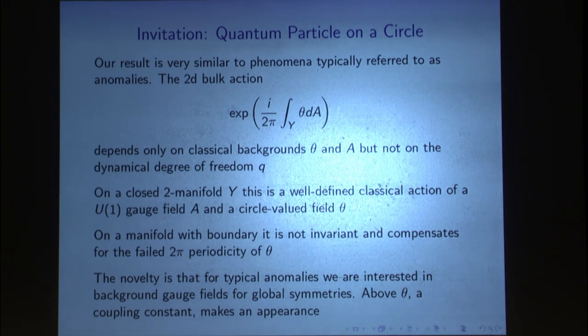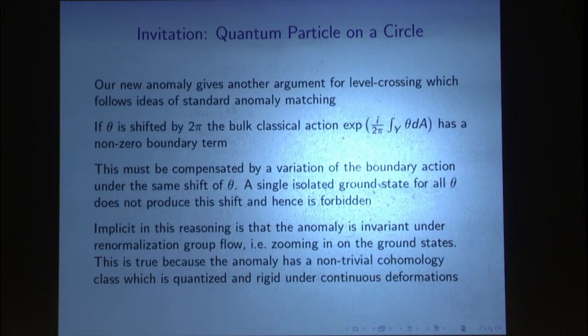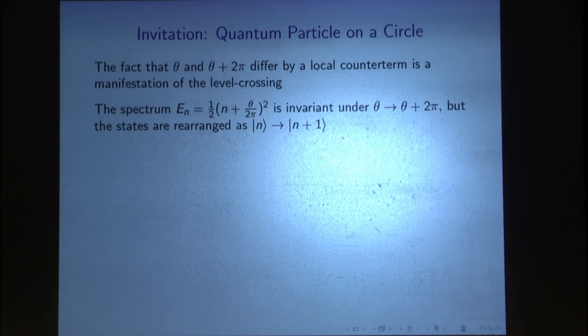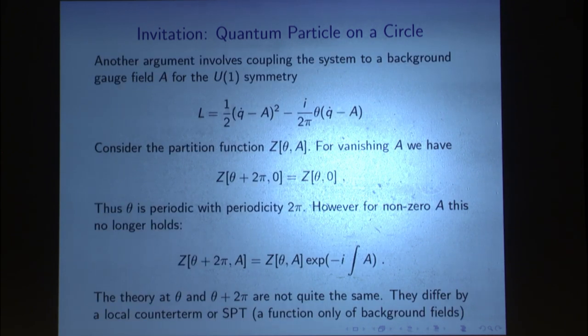Any questions about the quantum mechanics example? That's right, yeah, exactly. So you have your option, which is that you can either live with this failed periodicity of theta, or you can extend it into the bulk, and then it's exactly periodic in theta, but it depends on the extension. And that's similar to all anomalies. When you cancel them by inflow, you restore gauge invariance, but now you depend on the extension.